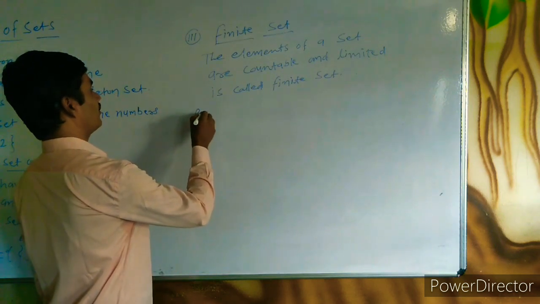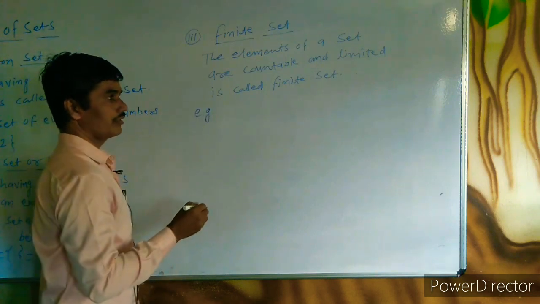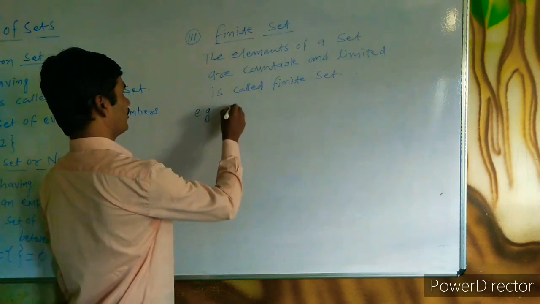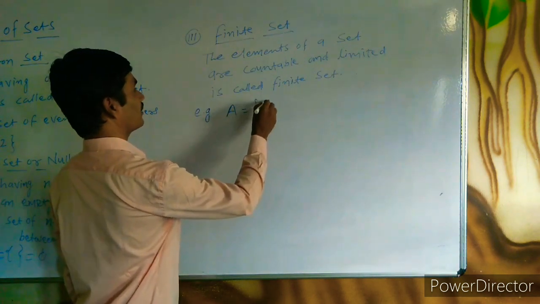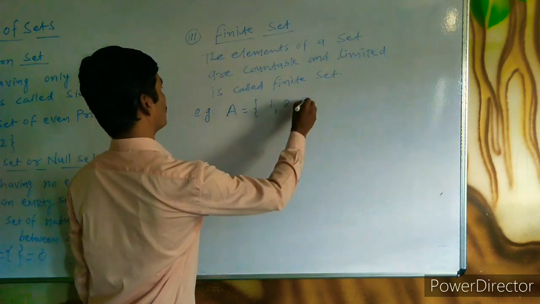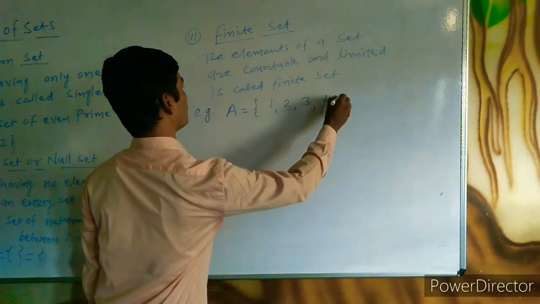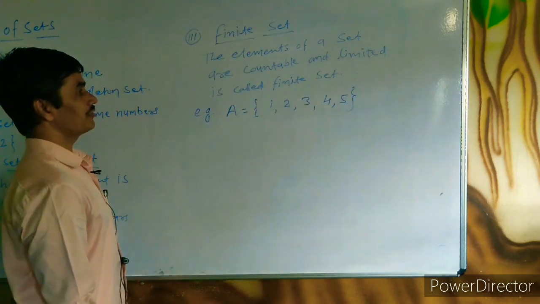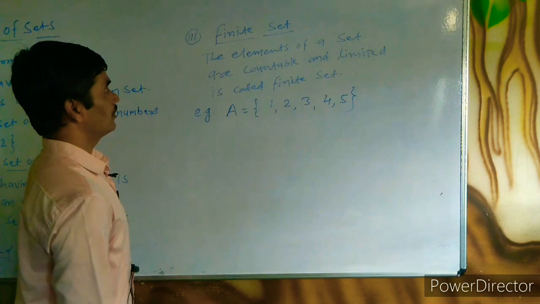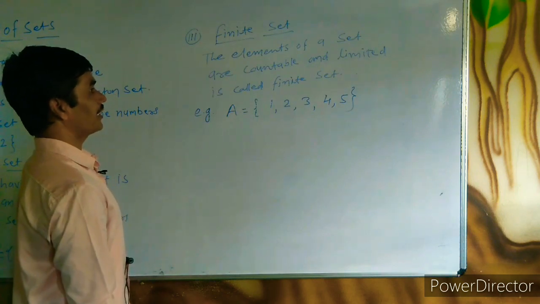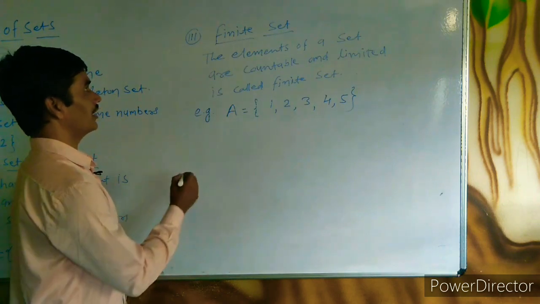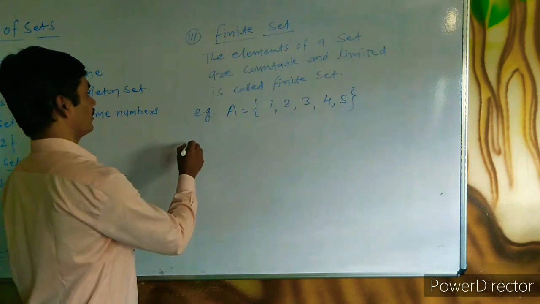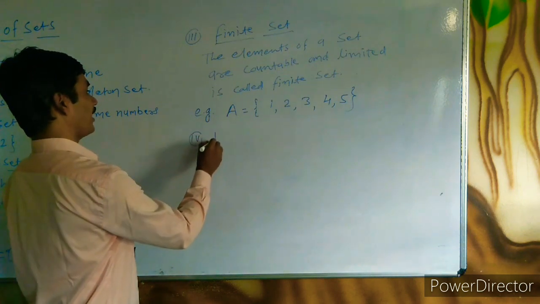For example, A equal to curly bracket 1, 2, 3, 4, 5. The set of first 5 natural numbers. These are finite sets or examples of finite set. Next, infinite set.